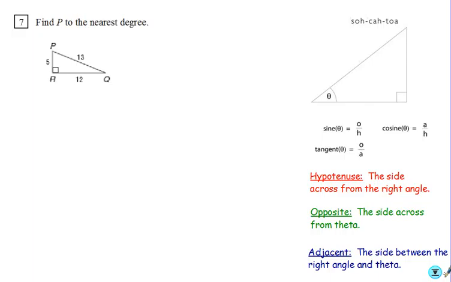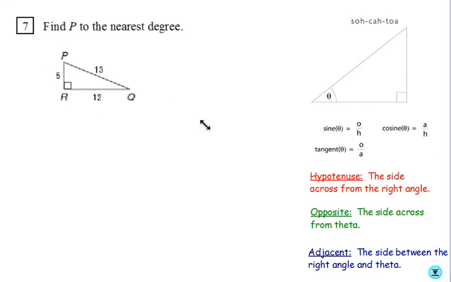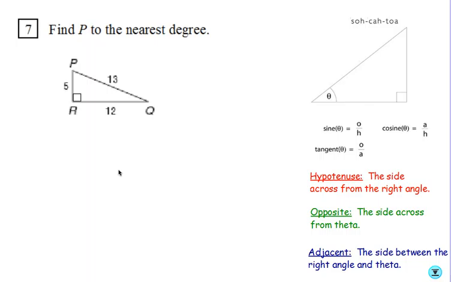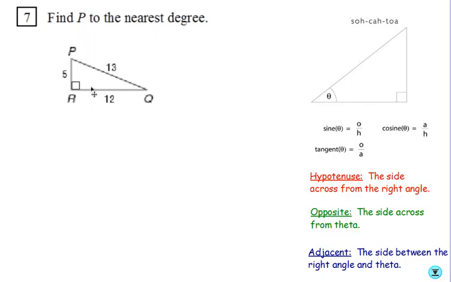Alright, so number 7 says to find p to the nearest degree. So in this case we're actually looking for an angle. On these other ones we've been looking for the sides of the triangle, but we can also use our SOHCAHTOA to find missing angles as well. So they give us the sides of the triangle, and they're telling us that we want to find p.